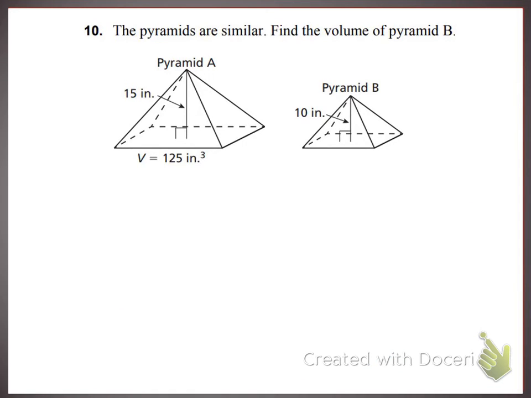The pyramids are similar. Find the volume of pyramid B. So which of these is the most important word? Similar. Go ahead and highlight it. What does similar tell me? Proportional. They're proportional. Go ahead and write that in, Javon. So find the volume of pyramid B.